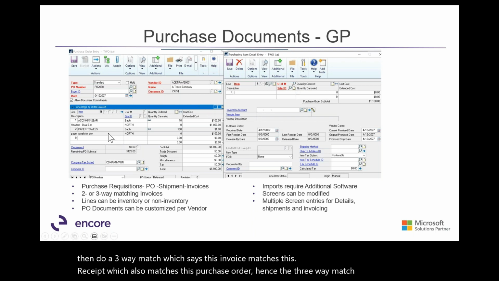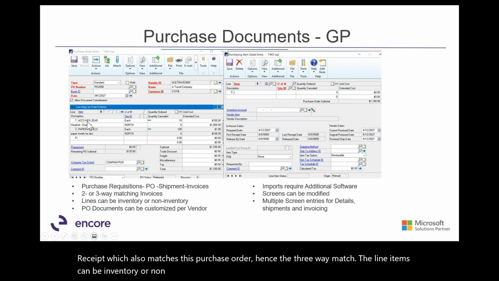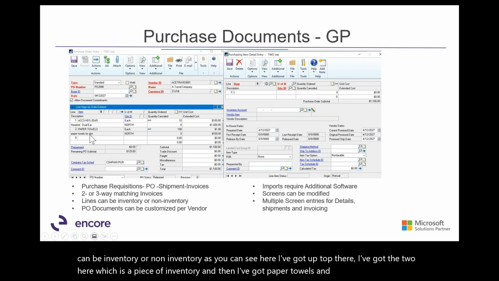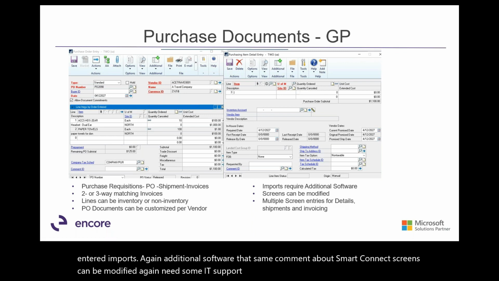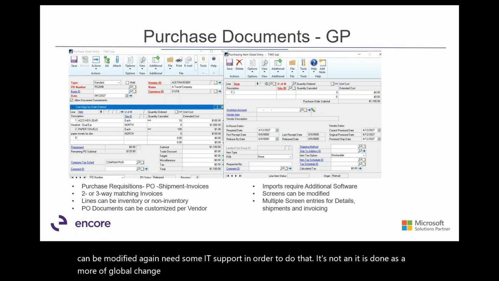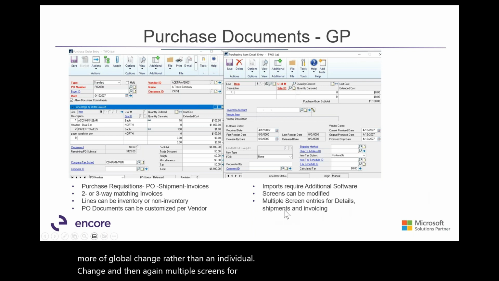The line items can be inventory or non-inventory. As you can see here up top, I've got the 2 ear, which is a piece of inventory, and then I've got paper towels, and those are just hand entered. Imports again need additional software, the same comment about Smart Connect. Screens can be modified, but again you need some IT support to do that, and it is done more as a global change rather than an individual change. And again, there are multiple screens for entries for details and shipments and invoices.